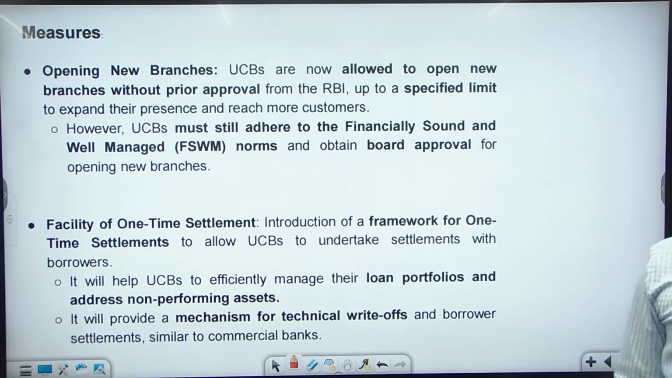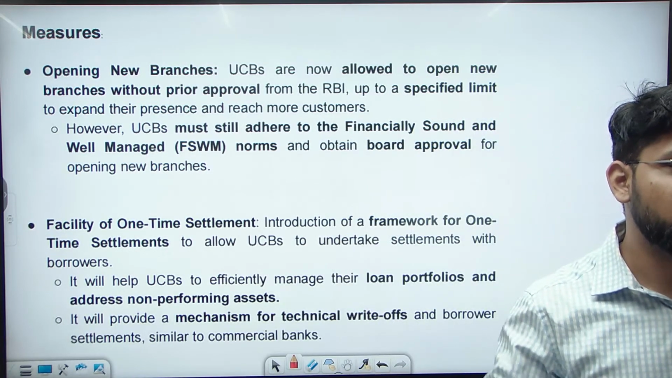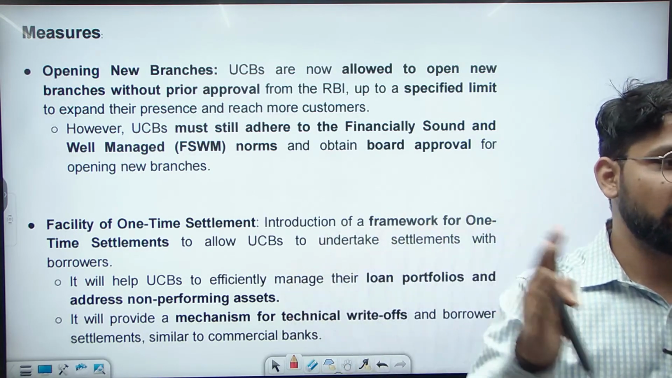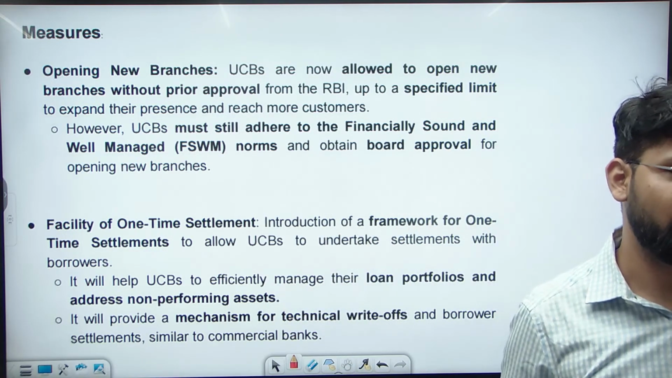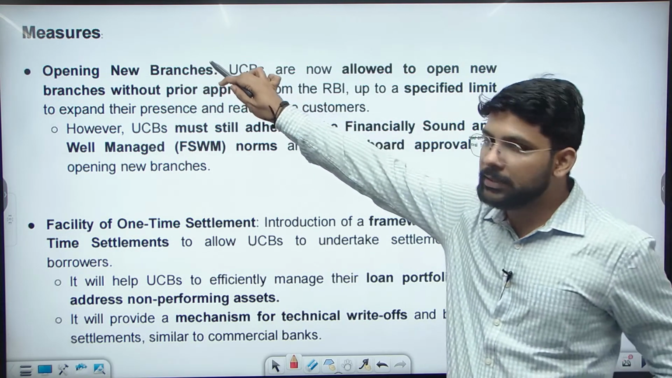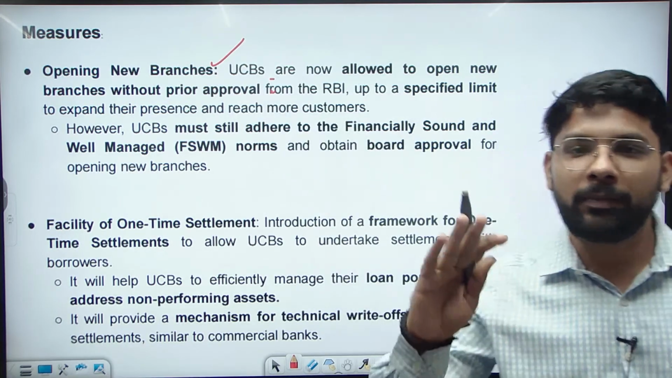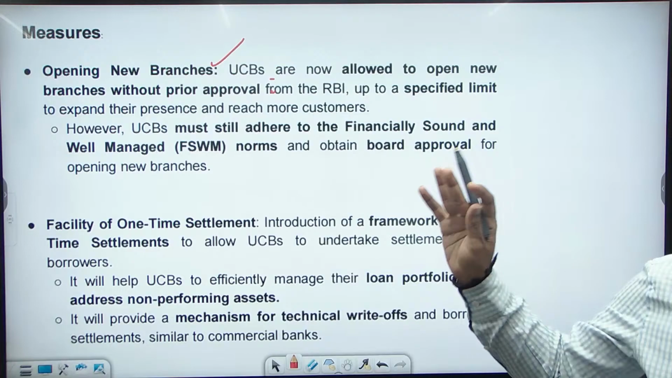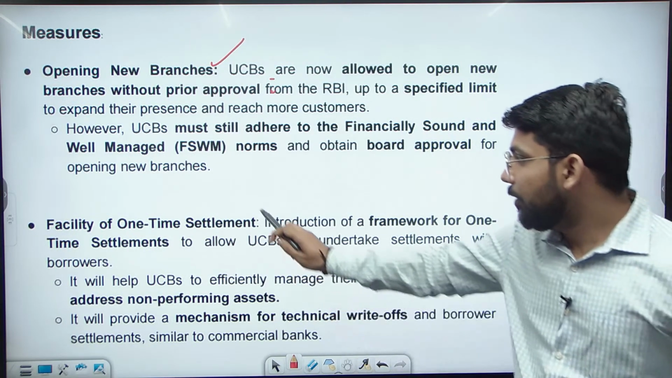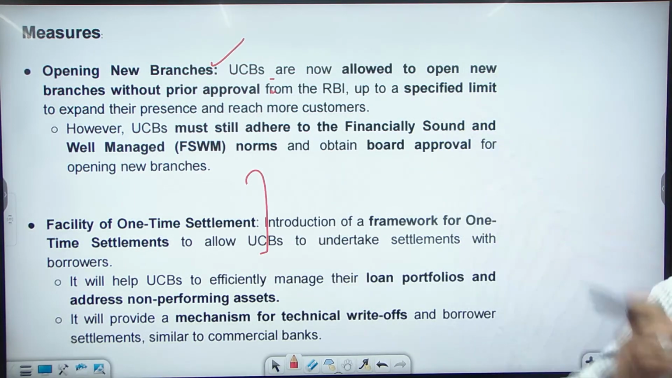Yes, one-time settlements: if there is an increase in the NPA in the banks, they can give some concession, some discount. Okay, instead of 10 lakh, you can pay 5 lakhs and do the one-time settlement. So first is the opening of new branches. We discussed that new branches can be opened without the permission of RBI. Initially the permission was required, but up to a limit. Second, facility of the one-time settlement for the efficient operation of the banks.